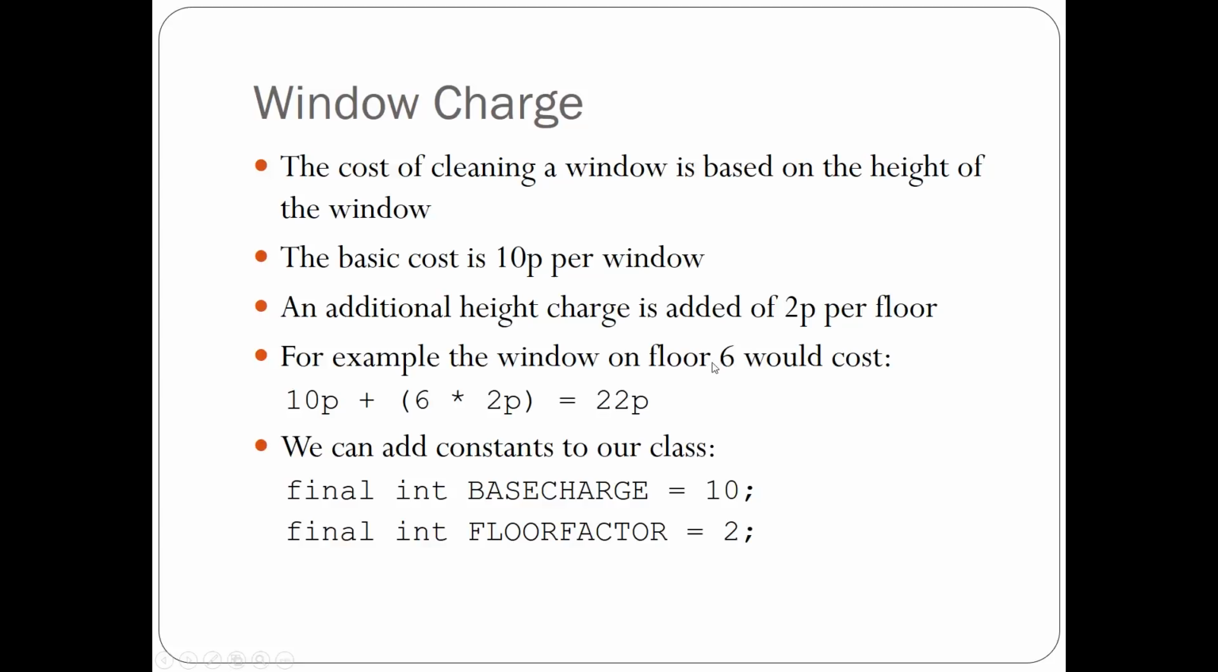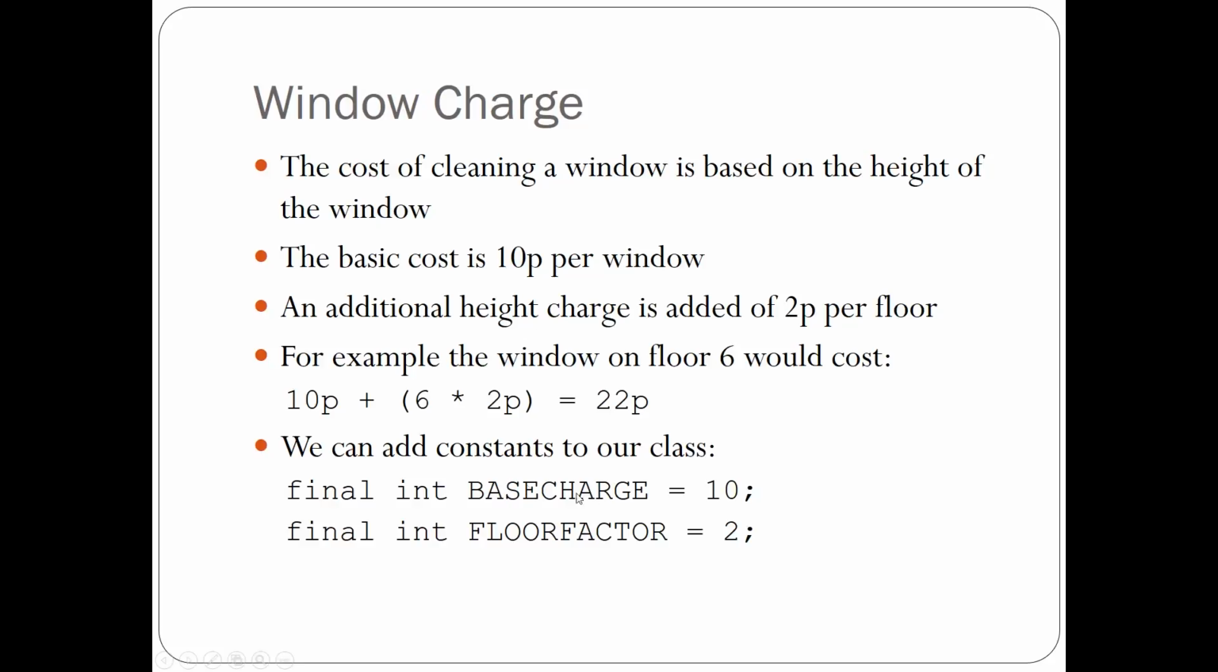So if we're on floor 6, we will charge someone 10 pence, which will be the basic cost of cleaning a window, and then 2 pence for every floor that we are above the ground. So in this case, on floor 6, it's 2 lots of 6p, which is 12p, plus the basic cost. That'll cost us 22p for cleaning a window, or one window, on floor 6.